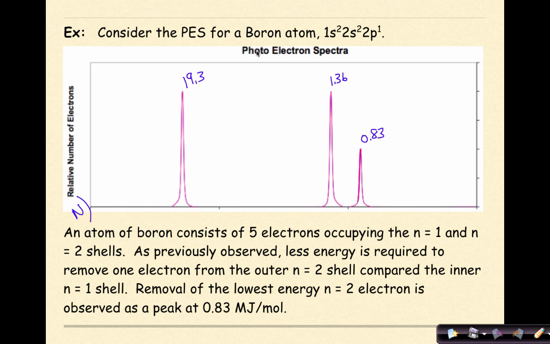Consider the PES for a boron atom, 1s2, 2s2, 2p1. An atom of boron consists of 5 electrons occupying the first and the second shells. As previously observed, less energy is required to remove one electron from the outer second shell compared to the inner first shell. Removal of the lowest energy electron in the second shell is observed as a peak of 0.83 megajoules per mole. So this would represent my electrons in the first shell, and this represents the electrons in the second shell.